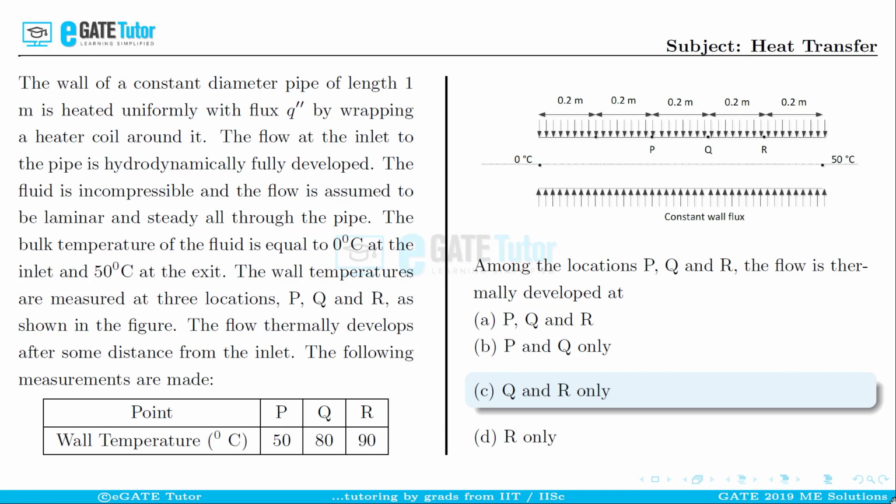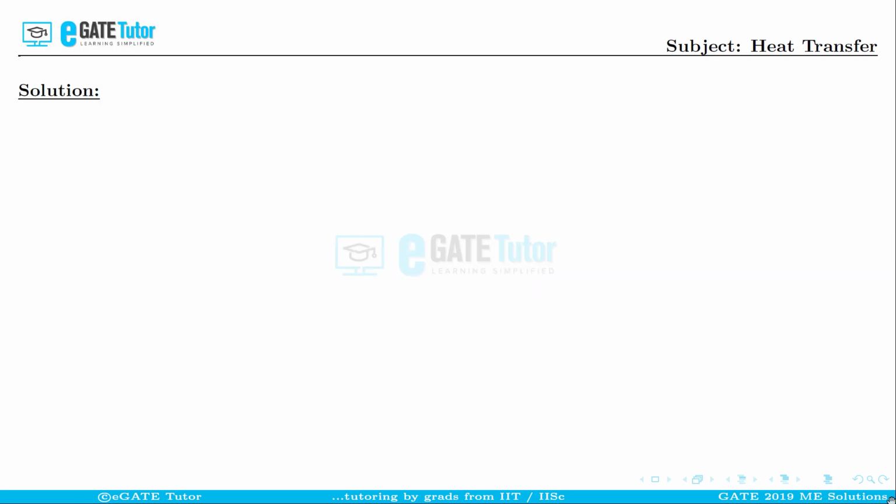At point P, the wall temperature is 50 degrees centigrade. At point Q, the wall temperature is 80 degrees centigrade. And at point R, the wall temperature is 90 degrees centigrade. Among the locations P, Q and R, the flow is thermally developed at. So according to the official key, the correct answer to this multiple choice question is option C. Let's proceed to the solution.